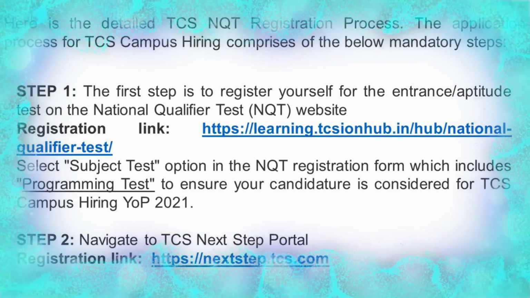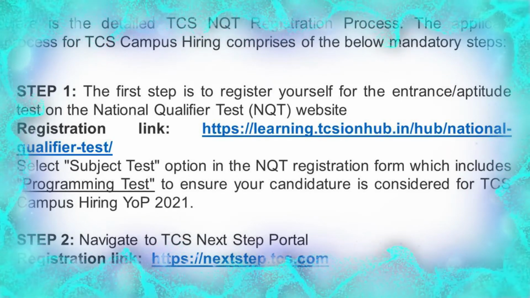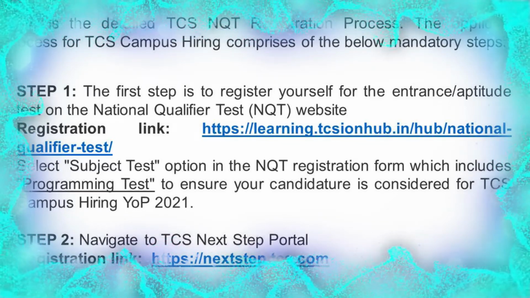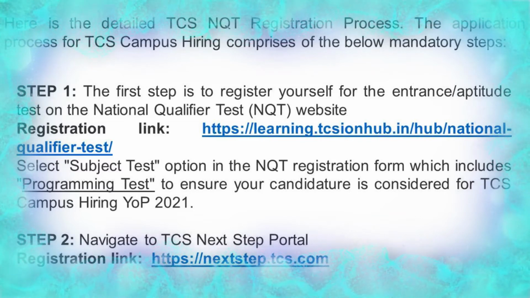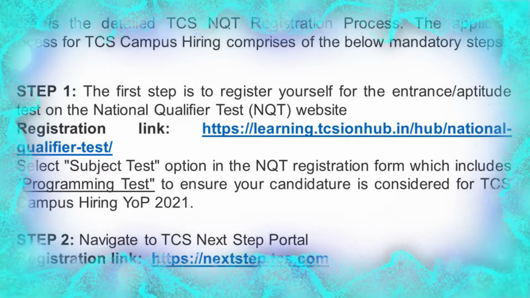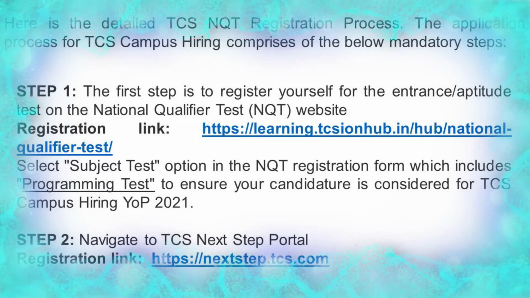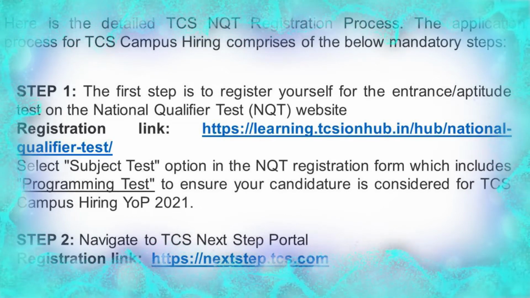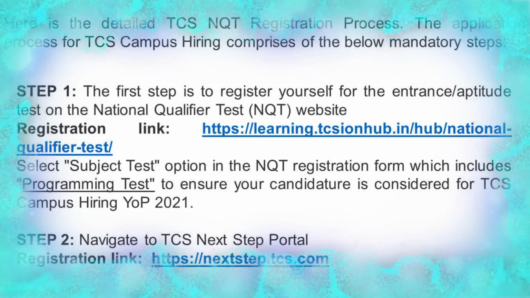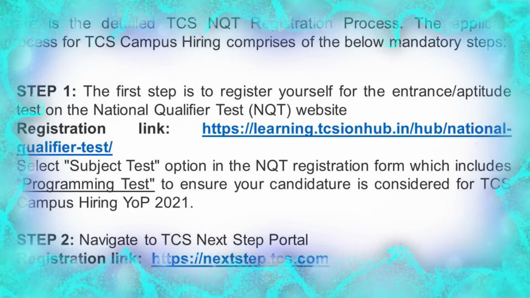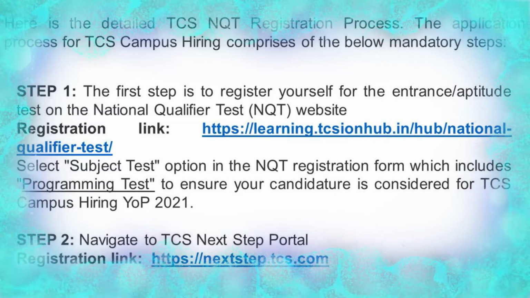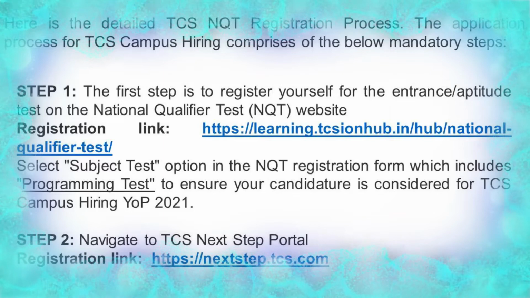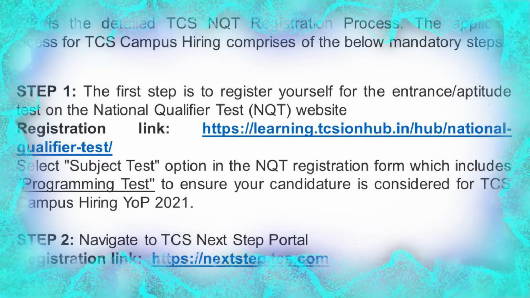Let's start with the registration process. The application process for TCS Campus Hiring comprises the below mandatory steps. Step 1. The first step is to register yourself for the entrance or aptitude test on the NQT website. The registration link is given in the description box. The second step, you have to navigate to the TCS Next Step portal. Select the subject test option in the NQT registration form, which includes the programming test, to ensure your candidature is considered for TCS Campus Hiring for the year 2021.